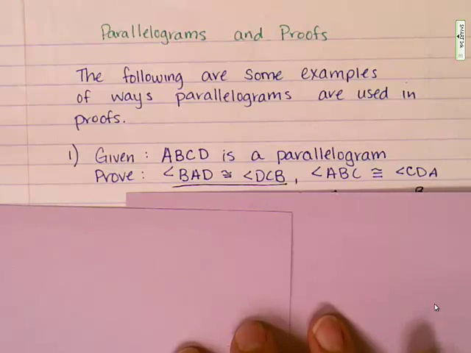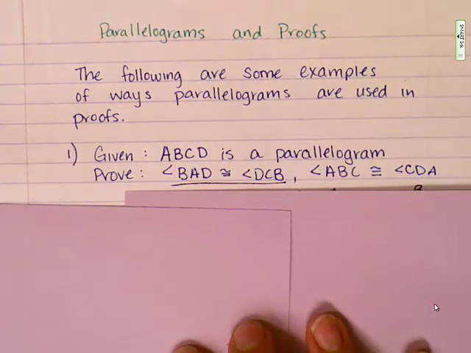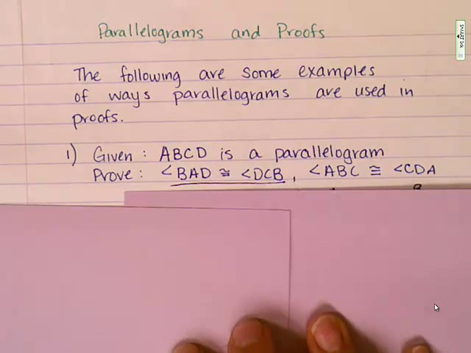So given that ABCD is a parallelogram, we're going to prove that angle BAD is congruent to DCB, and it wants us to prove that angle ABC is congruent to angle CDA.